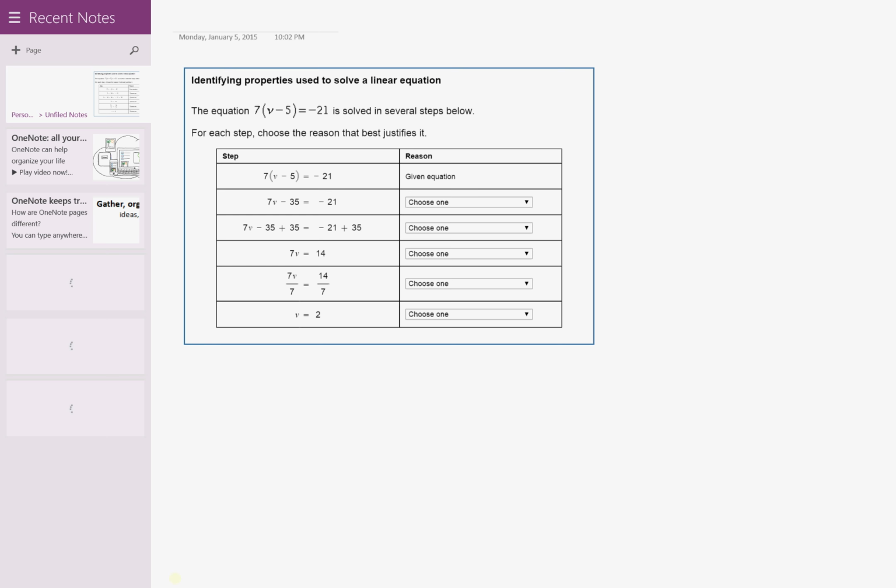We want to identify properties used to solve a linear equation. And we're given this equation: 7 times (v minus 5) is equal to negative 21. Now, in order to get from here to here, what we did was we distributed the 7.